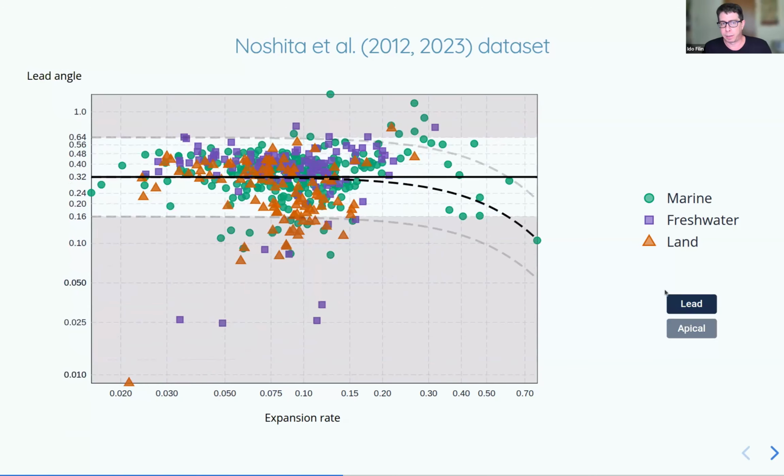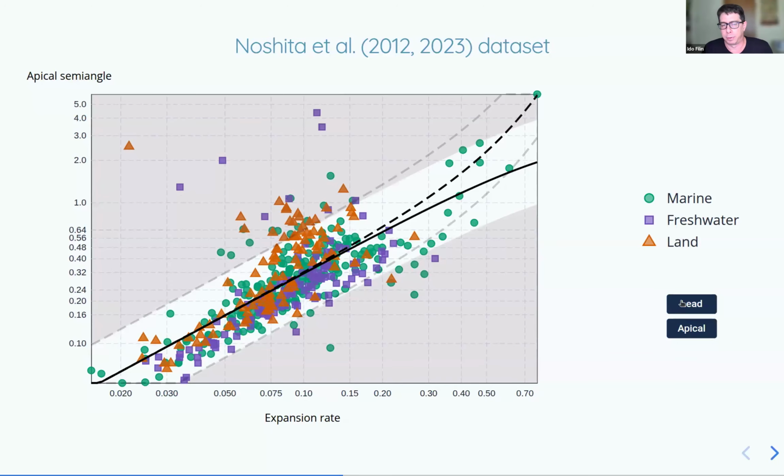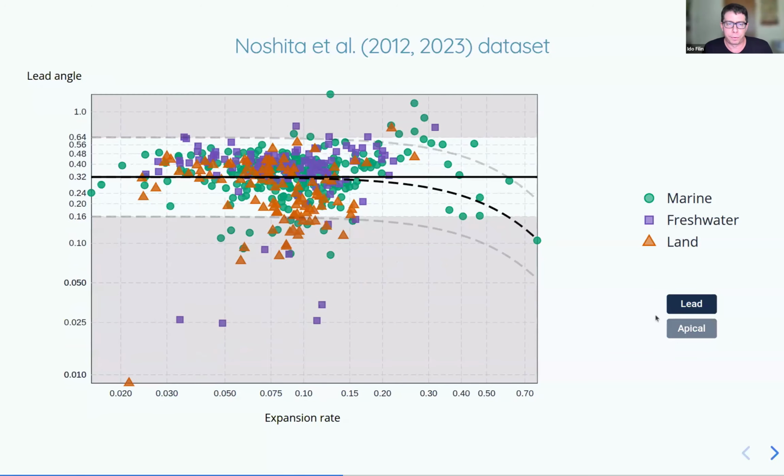Now, this covariation in the apical angle disappears when we are examining lead angle. So it does suggest that the axis of independent variation is actually lead angle and expansion rate and not apical angle and expansion rate. That if we want to build a morphospace of independent variation in each axis of this morphospace, then we need to choose the lead angle.